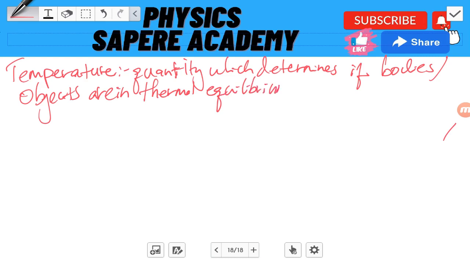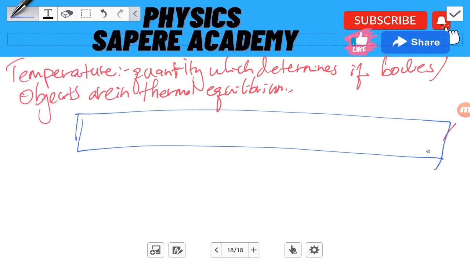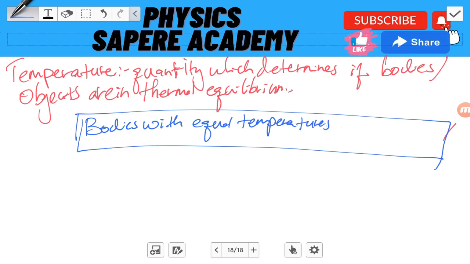So this implies that bodies... Bodies with equal temperatures are in thermal equilibrium. So bodies that have equal temperatures are in thermal equilibrium, though the opposite is also true. Bodies which are not in thermal equilibrium do not have the same temperature.